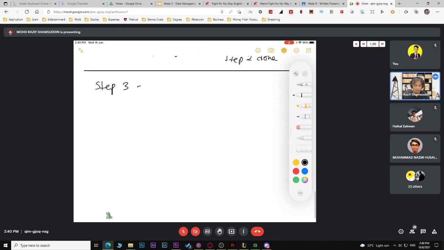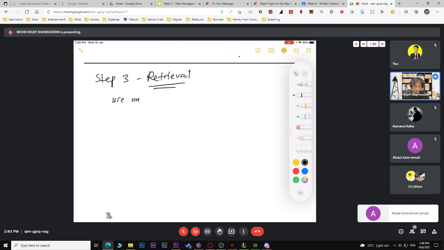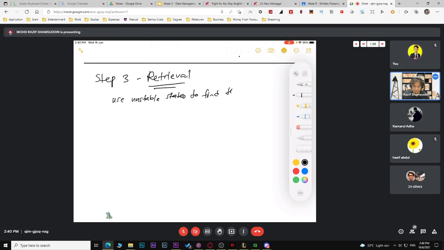What happened in step number 3? Retrieval. Alright, so what happened in retrieval? We have to use the unstable states to find the stable state, right? Yes.